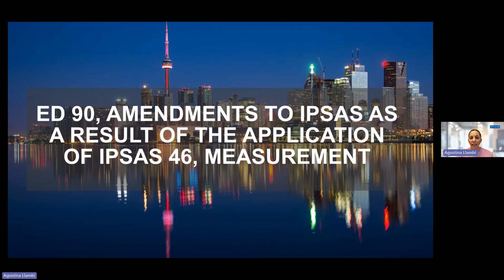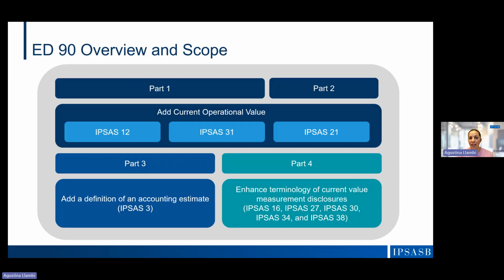Okay, so on ED90, amendments to IPSAS as a result of the application of IPSAS 46, this quick slide just shows us what is the scope of the project. It's divided into 4 pieces. Part 1 and part 2 are connected, but a little bit different. It was added current operational value, which is the new measurement that IPSAS 46 introduced last year. And I'll touch a little bit more, just as a refresher, on what current operational value is on the next slide.